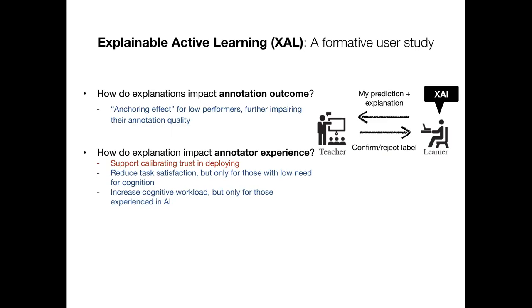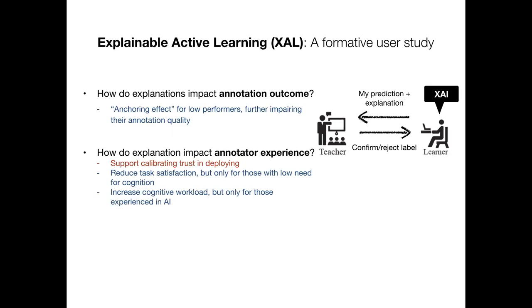We find that explainable active learning has both benefits and potential drawbacks. While we did not see a significant difference in model performance, we find the explanation had an anchoring effect for low performers, people who are not as good at the income prediction task to begin with. They had a tendency to agree with the model's prediction when explanations were presented, even if the model was erroneous. For annotator experience, we demonstrated that explanation could help annotators calibrate their trust in whether the model is ready to be deployed, so they know when to stop teaching with confidence.